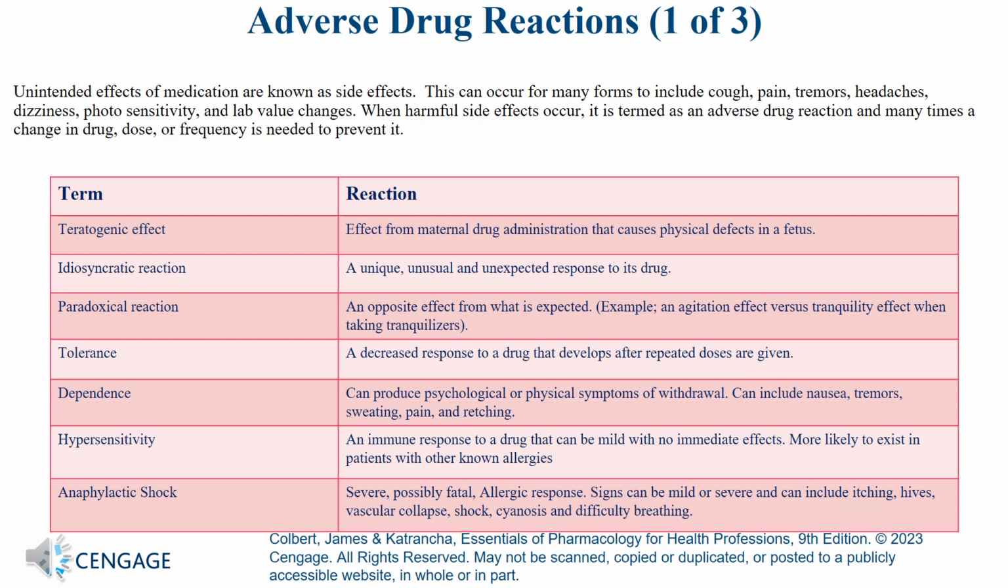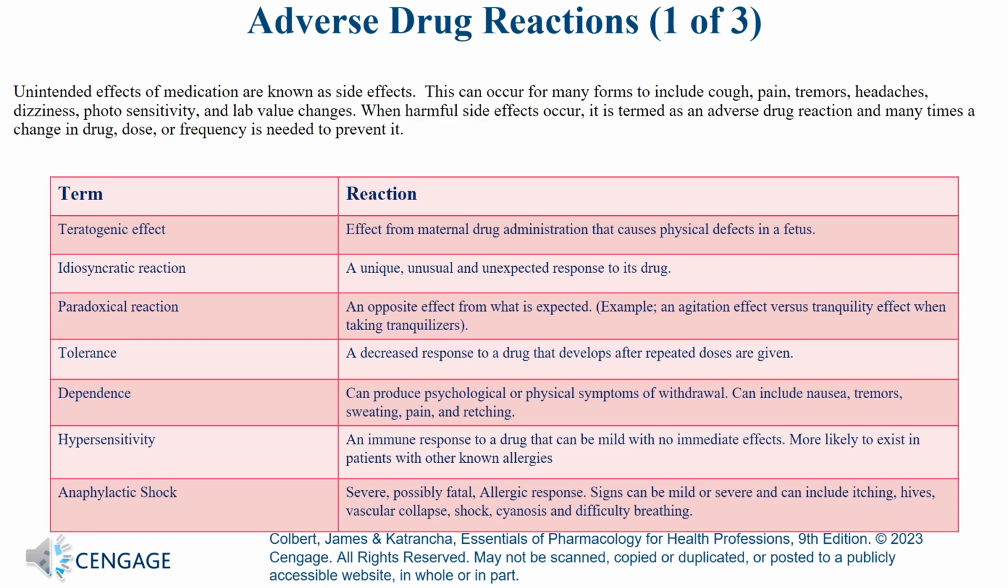Tolerance is a decreased response to a drug that develops after repeated doses are given. That's like over a period of time sometimes. Dependence can produce psychological or physical symptoms of withdrawal, which can include nausea, tremors, sweating, pain, and retching.